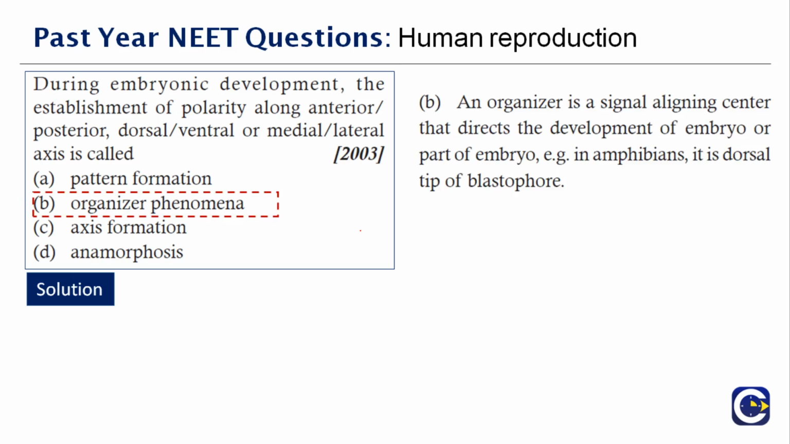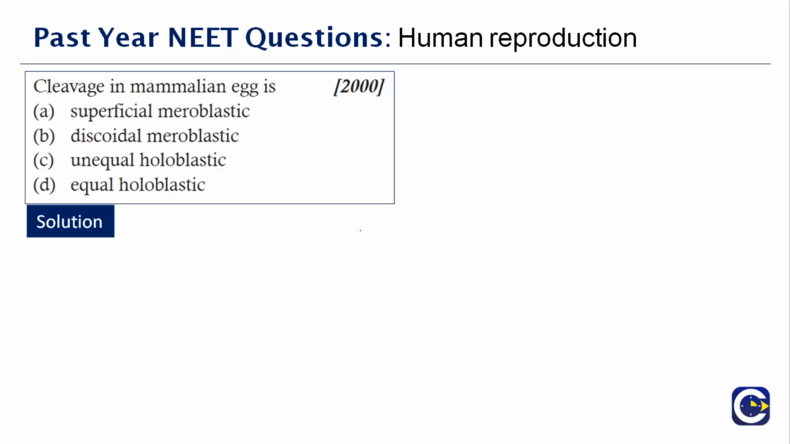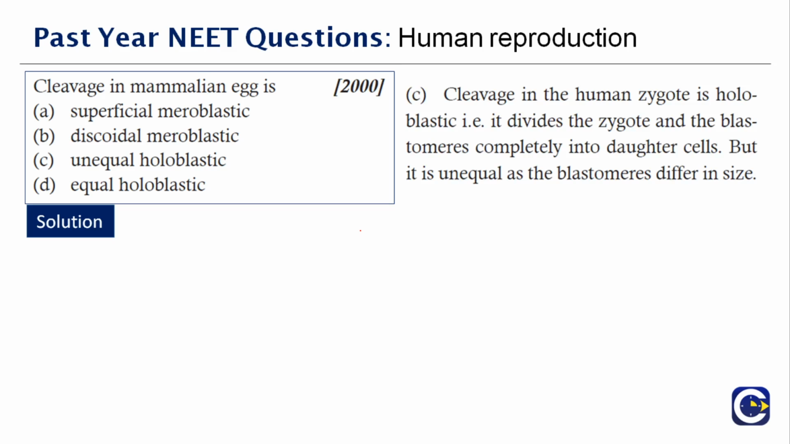Okay. Next question here. Cleavage in mammalian egg is dash. What is it actually? Cleavage is what? The cut, the division. Cleavage in human zygote is actually holoblastic, but it is unequal holoblastic. That is, it divides the zygote and the blastomeres completely into daughter cells, but it is unequal. Okay, therefore the right answer is option C.